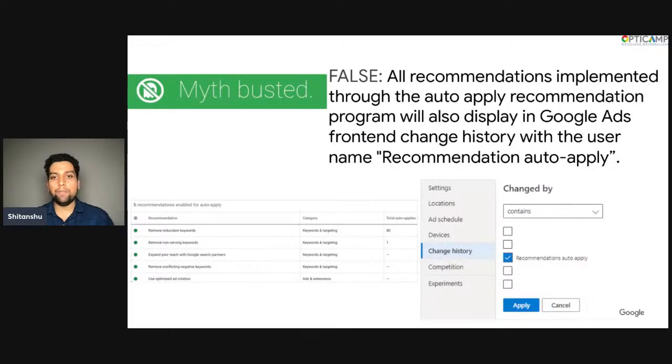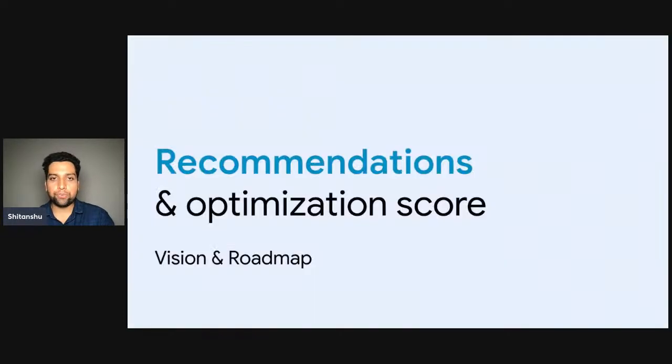As explained earlier, you can always go back to your change history and apply a filter for recommendation auto apply, and you can see the list of changes that happened as a result of opting into auto apply. So, yes, change history does reflect any change that happens as a result of opting into auto apply, and you have an option to apply that filter and check those recommendations in change history.